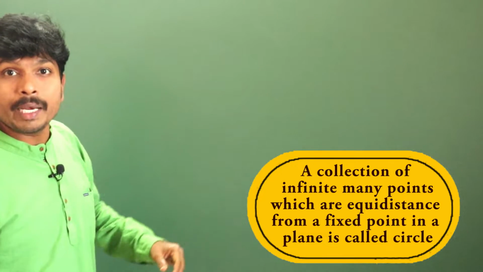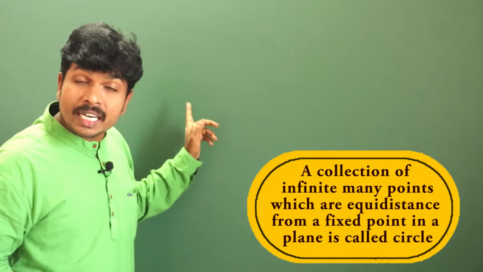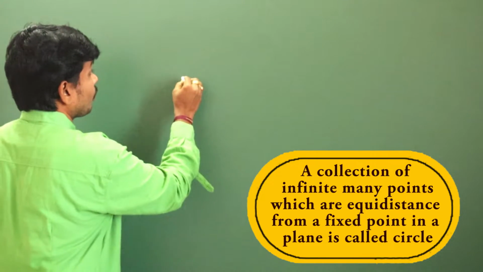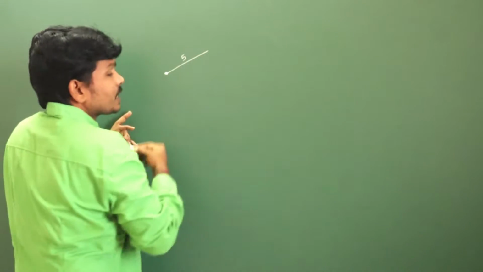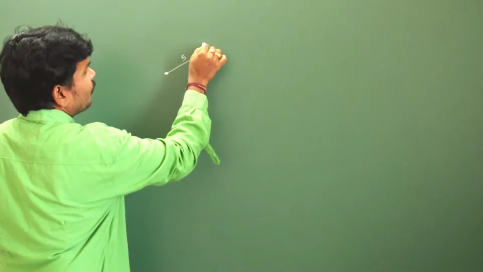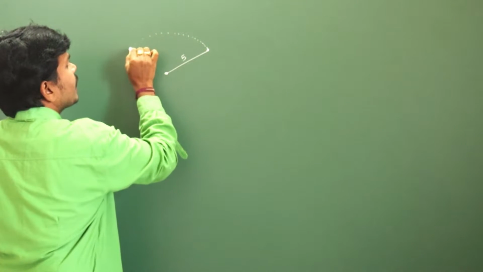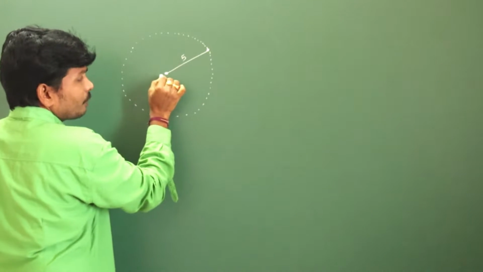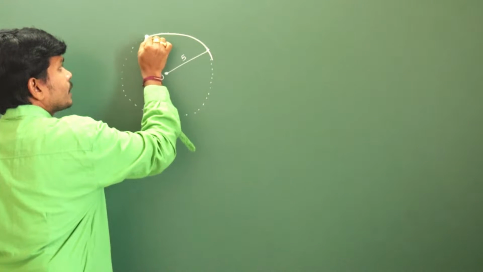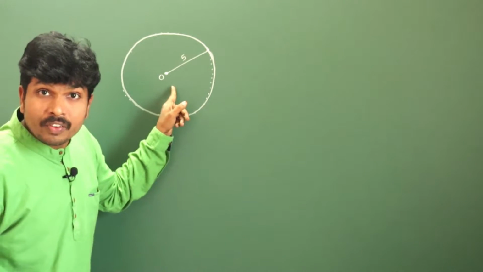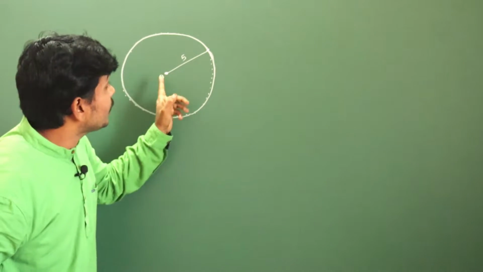Definition of circle: a collection of infinitely many points which are equidistant from a fixed point in a plane is called a circle. I am taking one fixed point. You take some distance, suppose 5 units. Here you take one point. Like that, infinitely many points you take. Each and every point is 5 units distance from this fixed point. So it is the collection of infinitely many points which are equidistant from a fixed point.